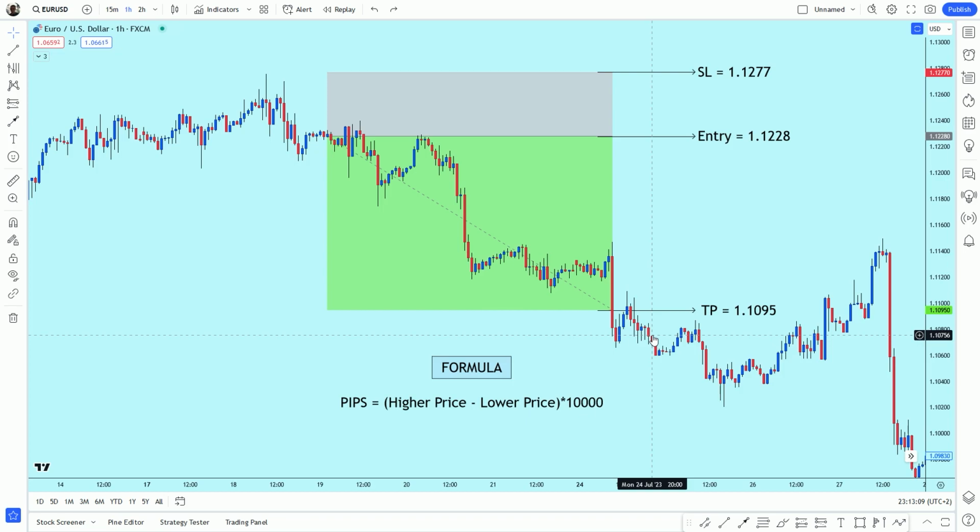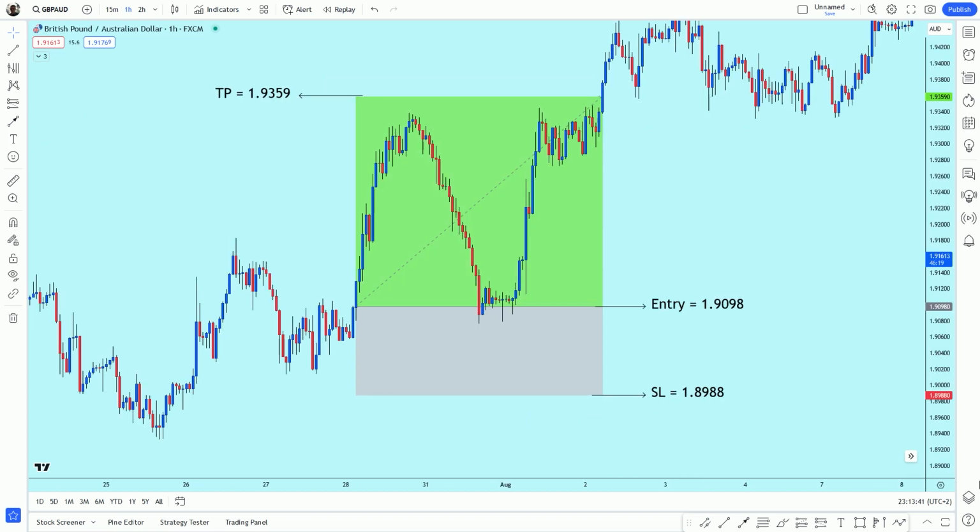So we need to subtract these levels and then multiply them by 10,000. So we get the exact number of our pips. This is an example of British pound Australian dollar, and now I want you to calculate pips. So pause this video and comment below your answer.